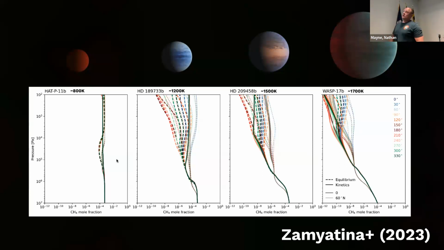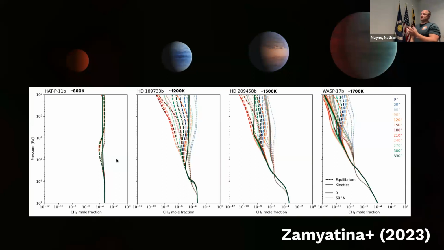And these are those same kind of spaghetti plots, but for different planets. So we have a very cool object and then a much hotter object. These are rough effective temperatures. Now we're concentrating here just on methane, and you've got dashed lines at equilibrium again, and the solid line is the kinetics calculation. The different colors here are now different longitudes around the planet, so on the hot day side, or the cold night side.